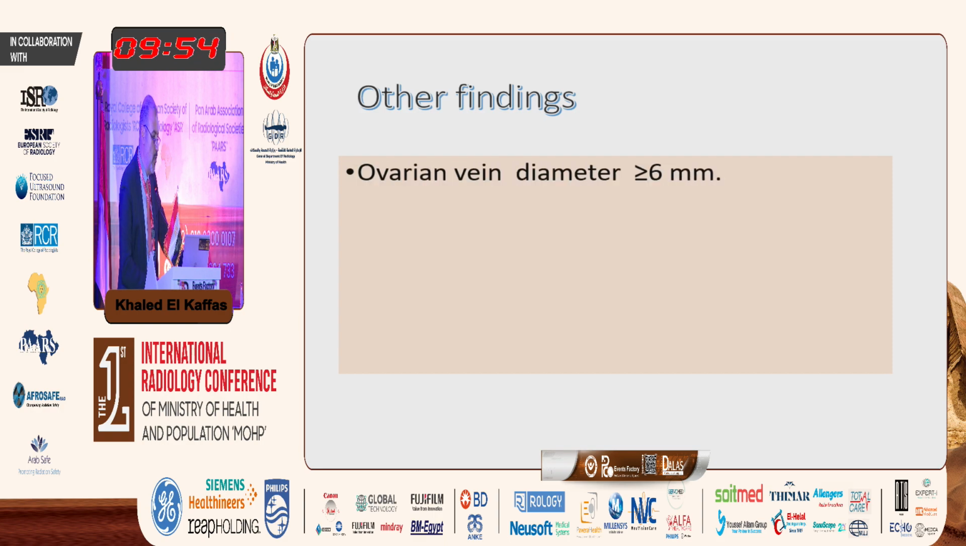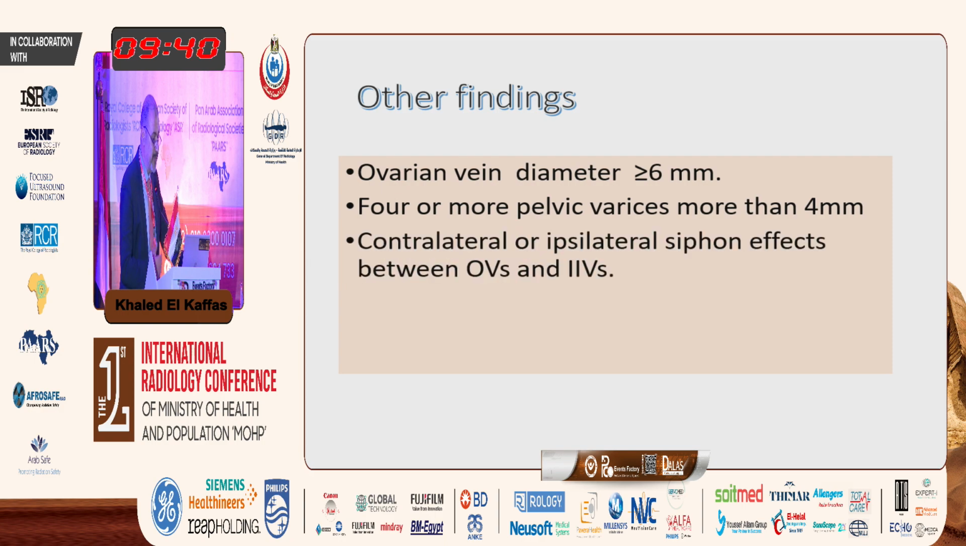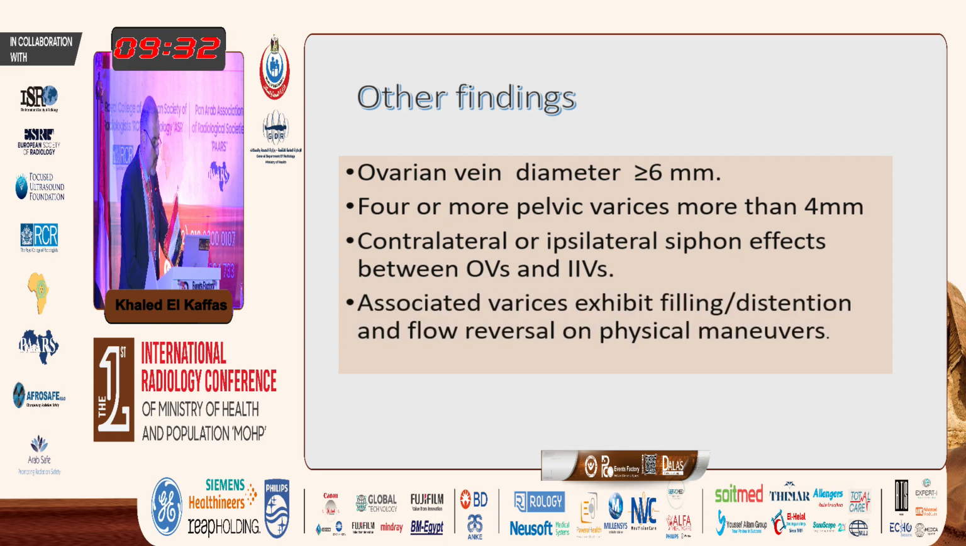We have other findings to confirm our diagnosis. If we have dilatation of the ovarian veins equal or more than 6 millimeters. Also, if we have 4 or more parauterine or pelvic varices more than 4 millimeters. If we have a contralateral or ipsilateral siphon effect between the ovarian vein and the anterior iliac vein, which I will explain later. Also, if these varices have reflux pattern during the physical maneuvers.